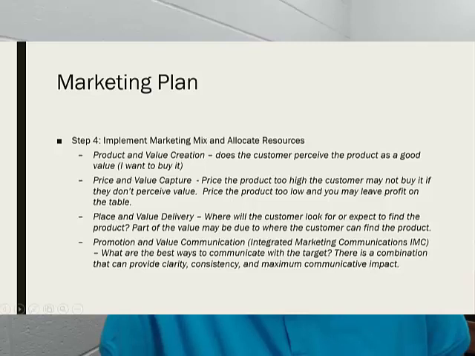Place and value delivery. Where will the customer look or expect to find the product? Part of the value may be due to where the customer can find the product. Promotion and value communication. This is our integrated marketing communication, or IMC. What are the best ways to communicate with the target? There's a combination that can provide clarity, consistency, and maximum communicative impact.